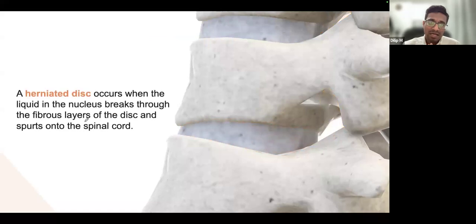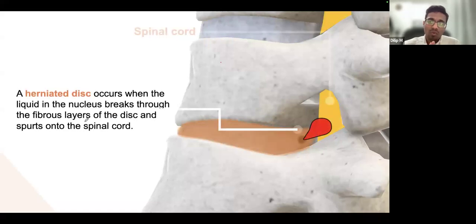Whereas a herniated disc occurs when the liquid in the nucleus breaks through the fibrous layers of the disc and spurts out into the spinal cord. So that is a herniated disc.